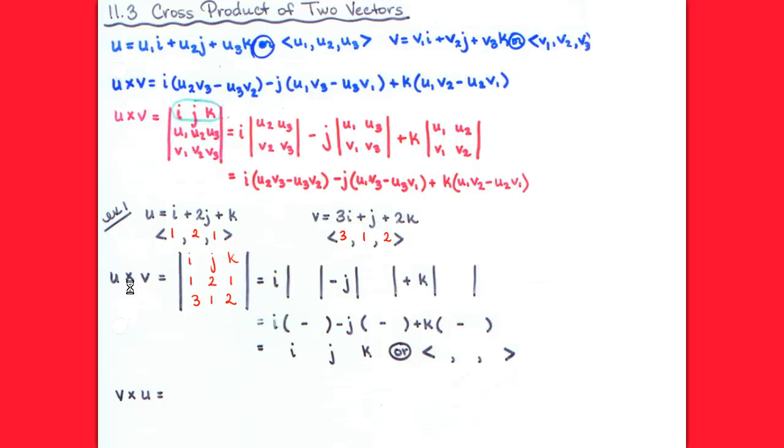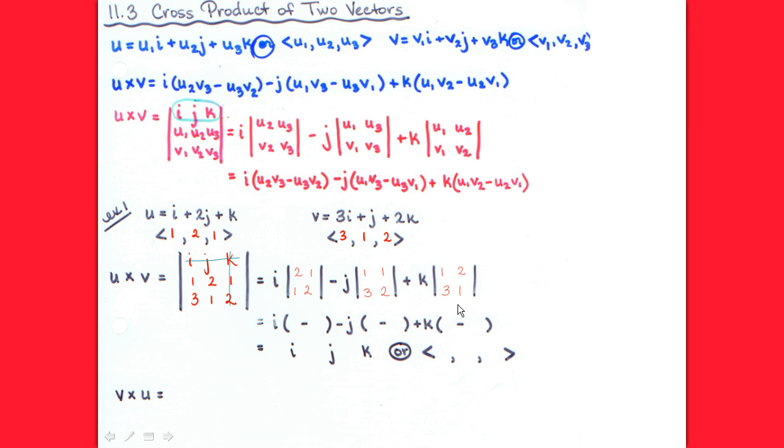Going to use the first row with minors and cofactors, and again remember it goes plus, minus, plus according to the checkerboard matrix. So for the minor of i, I'm going to eliminate the row and the column, and what's left is 2, 1, 1, 2. For the minor of j, I'll eliminate the row and the column, and what's left is 1, 1, 3, 2. For the minor of k, I'll eliminate the row and the column, and what's left is 1, 2, 3, 1.